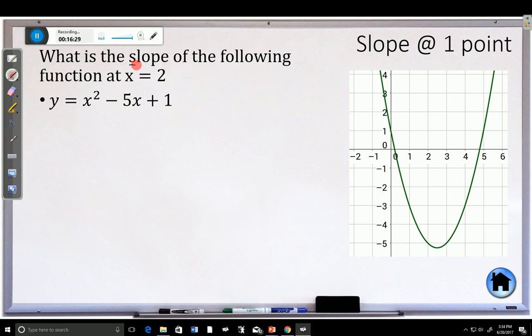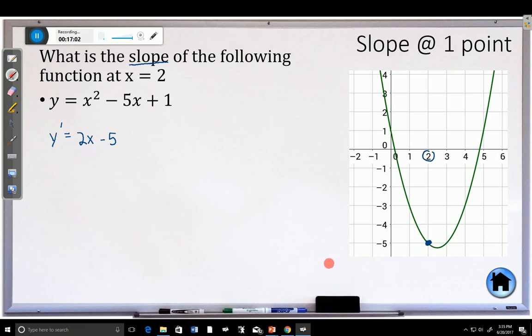So because I see the word slope, they want a slope. That tells me I want to take the derivative. Derivative means slope. It's a nice easy polynomial. The derivative of the first one is 2x. The derivative of the second one is negative 5. And the derivative of the third term, the plus 1, is 0. So I don't need to write it. So I want the slope when x is 2, which is this point right here.